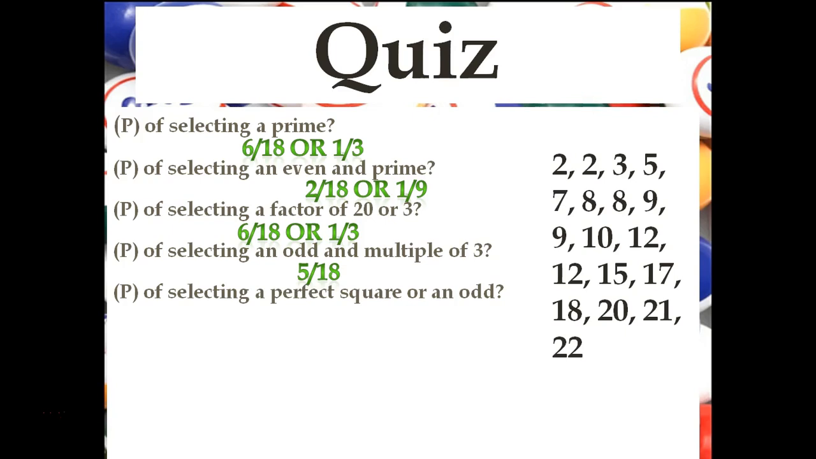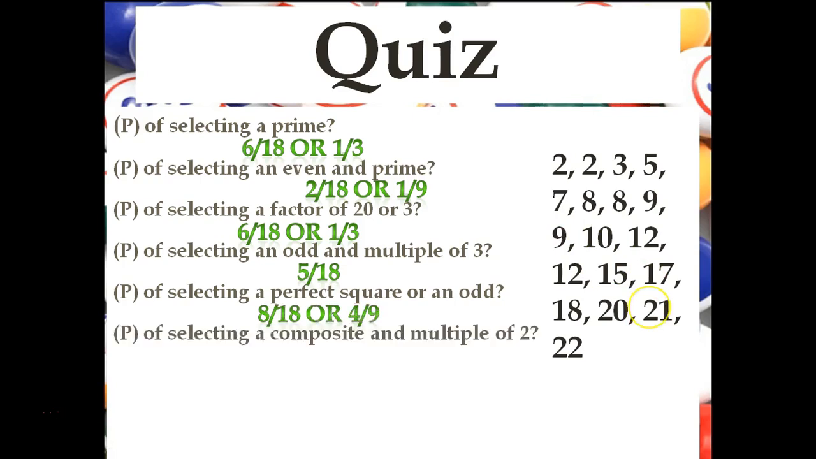Probability of selecting a perfect square or an odd number. So it's or, so I'm going to add them together. So perfect squares, I'm scanning through, not a lot of them. 9's a perfect square, so I have 2 right there. And that's the only perfect square of the bunch. Or an odd, so I'm going to add those. So 3, 5, 7, I've already counted the 9s. 15, 17, 21. And I get 8 out of 18, or 4/9.